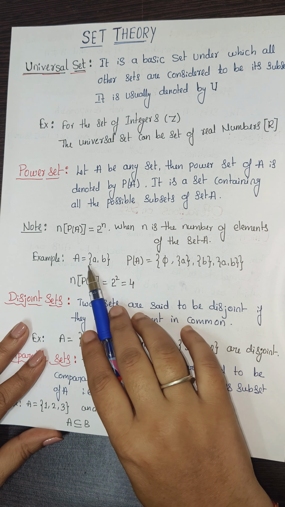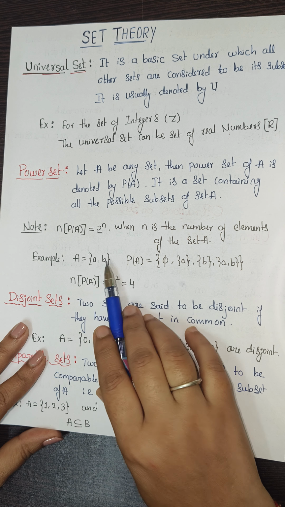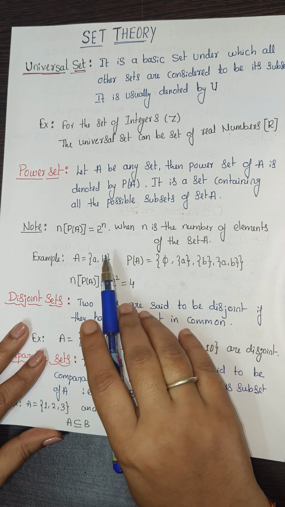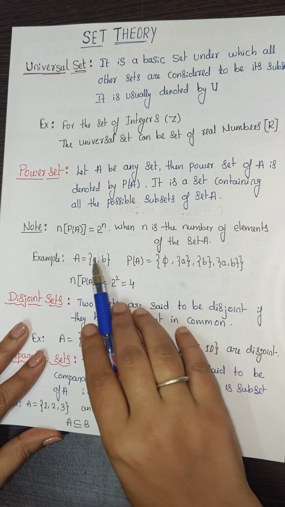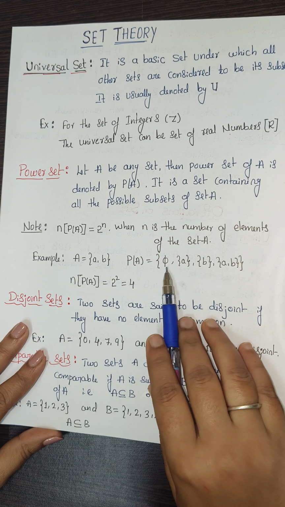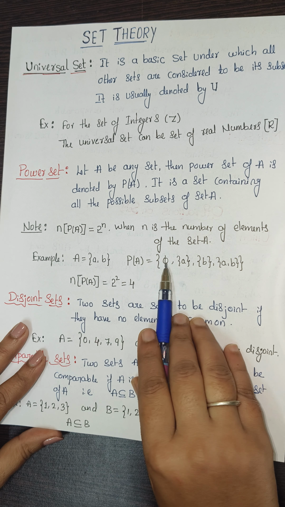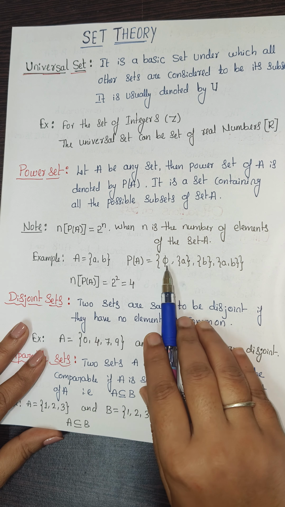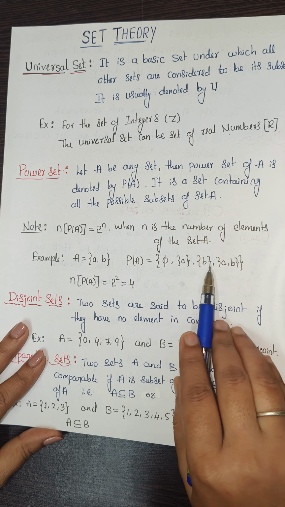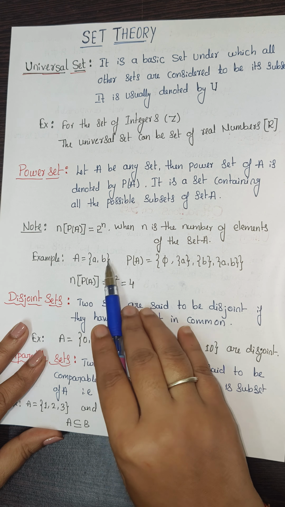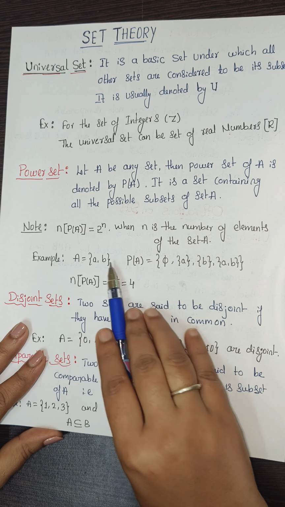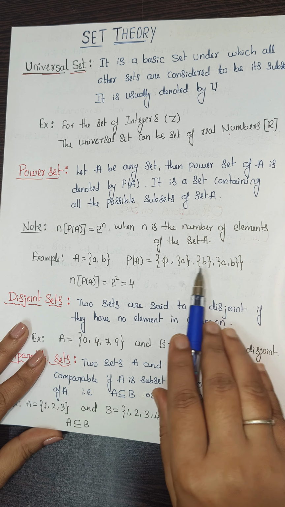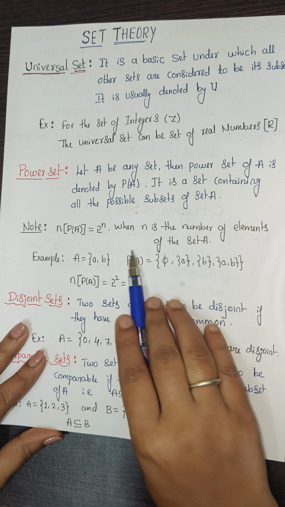Here is an example. A is the set {a, b}. Then the power set means all the possible subsets of A. First is the null set, which is always a subset of all sets. That's the reason: the null set, {a}, {b} and {a, b} are the possible subsets of A. The set of all possible subsets of A is called the power set.